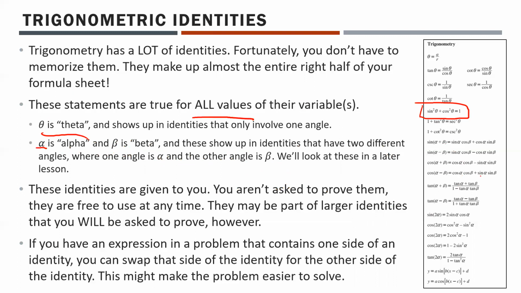And of course, if you look at the formula sheet, there's a lot of them where they show up, like pretty much most of these down here. They do use, even for a single angle, these ones down here use alpha for some reason. I don't really understand why. They could have used theta on it.